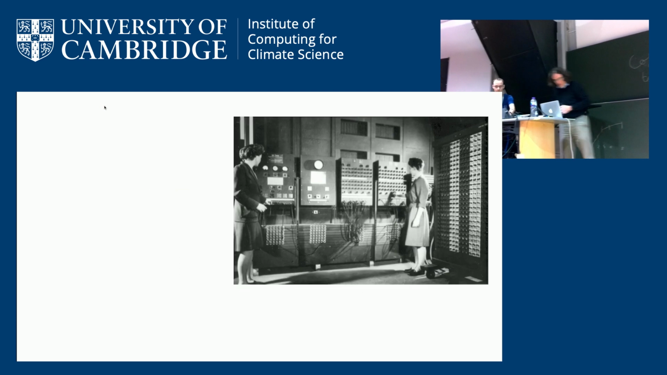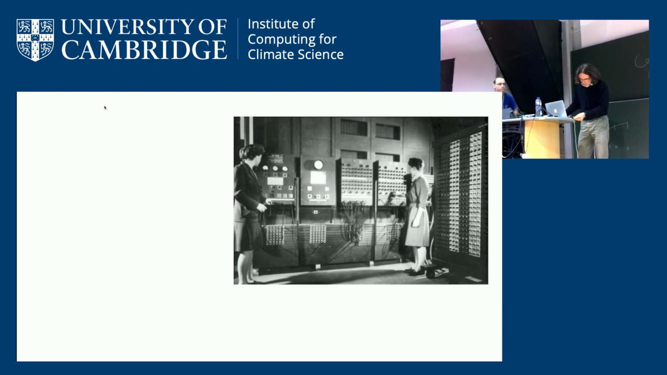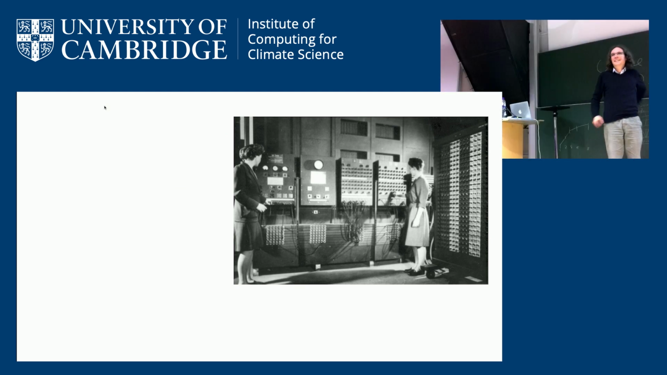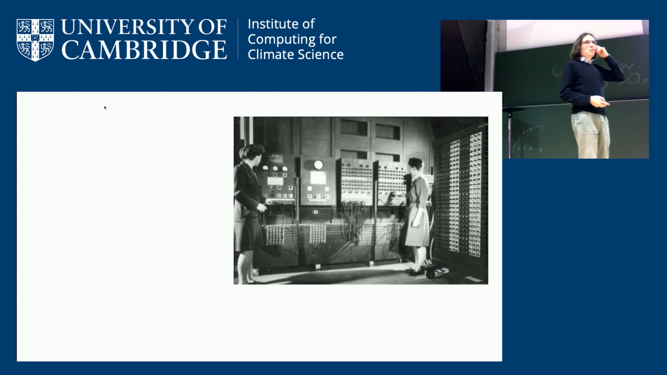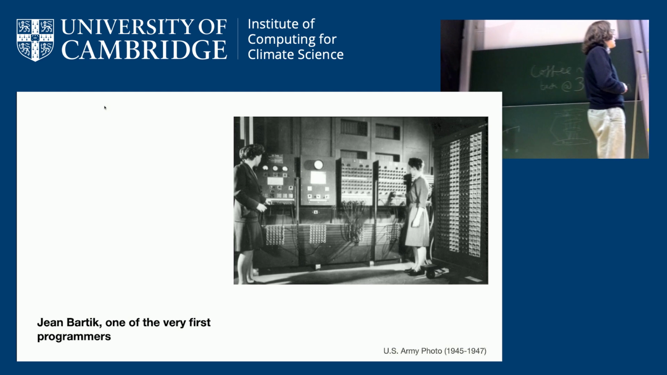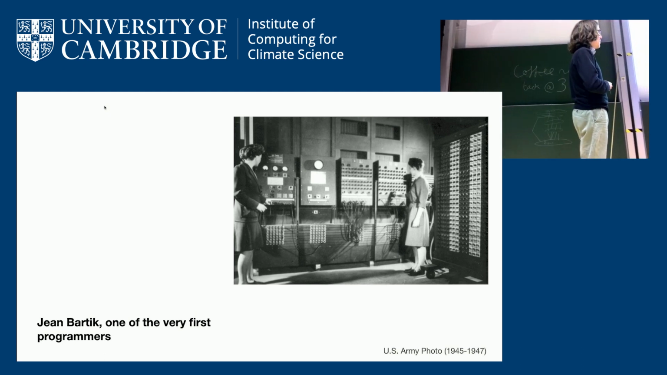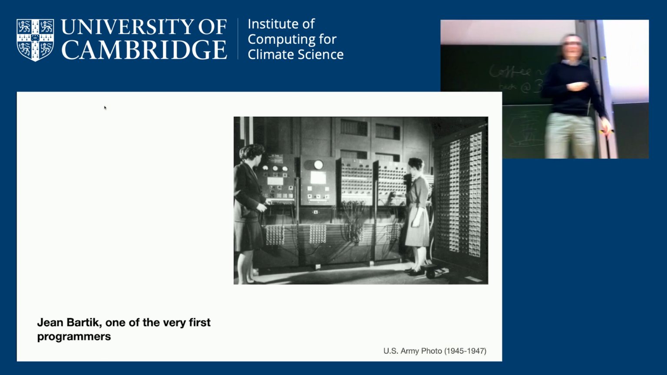So Ben mentioned this idea of pair programming. Does anyone know which computer is in this photo? Any guesses? Okay, it's the ENIAC computer, one of the first computers that was ever built, possibly the first. No, it's not. It wasn't the first, but it was the first one in the US.